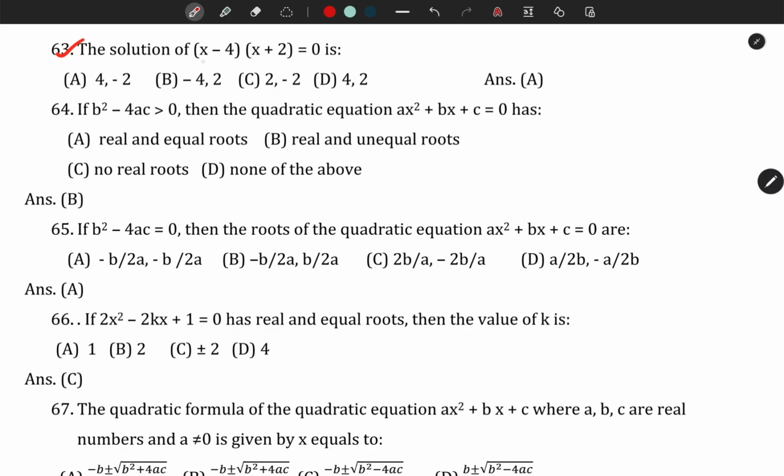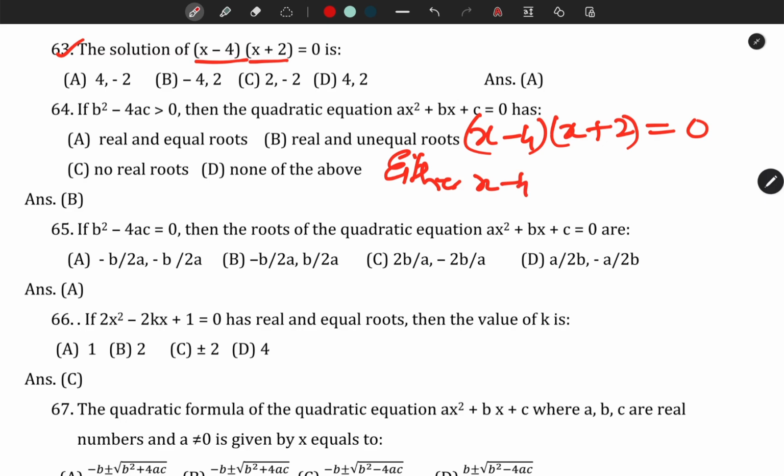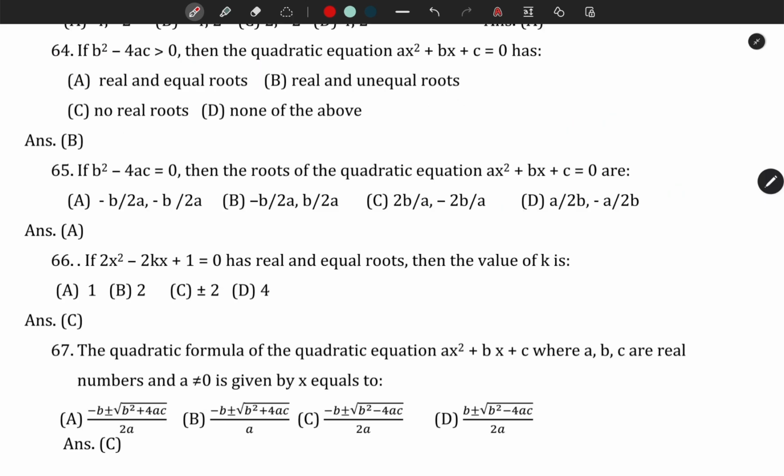63. The solution of (x minus 4) into (x plus 2) equals 0. Solution means you have to find the value of x. So we'll write either x minus 4 equals 0 or x plus 2 equals 0. From here we'll get minus 4 will become plus 4, so x is 4. From here x is minus 2. So the correct answer is 4 and minus 2, that is option A.